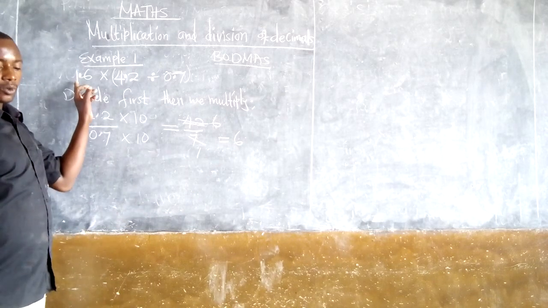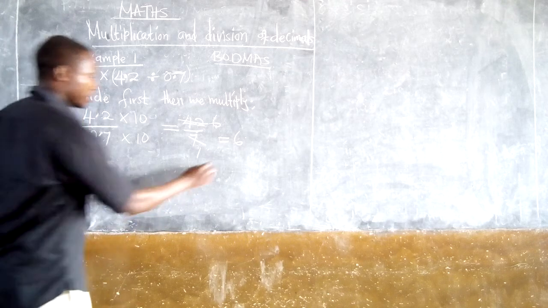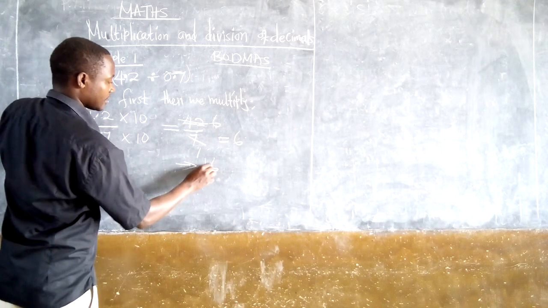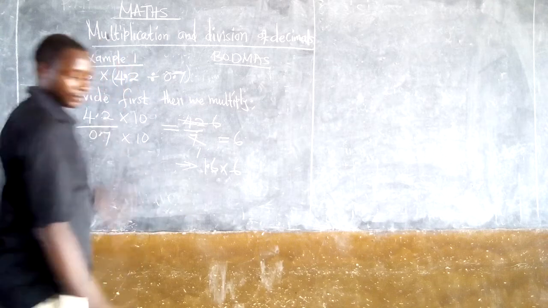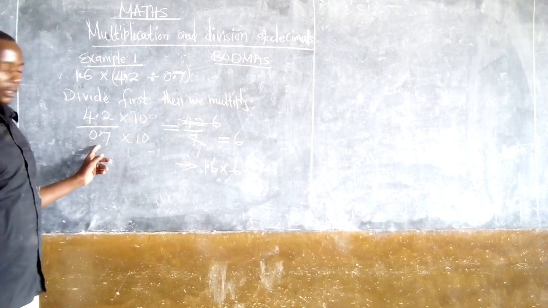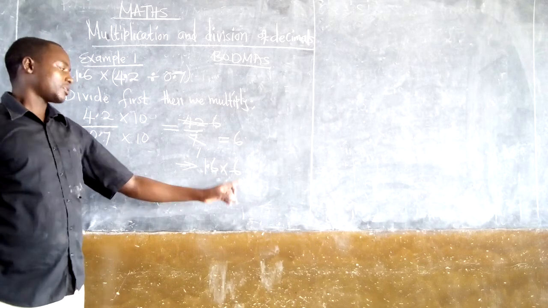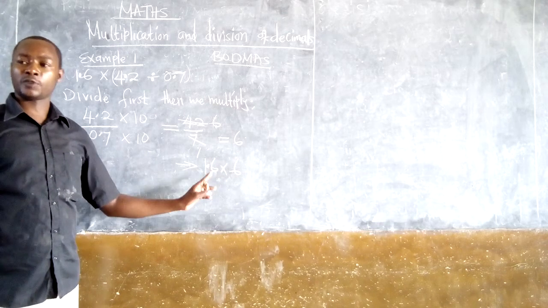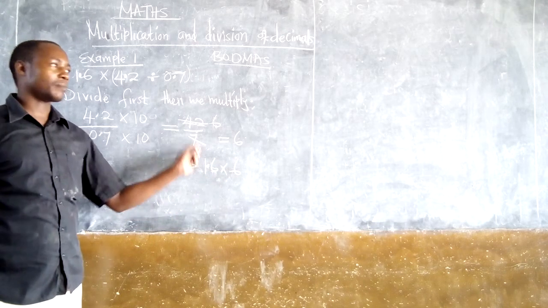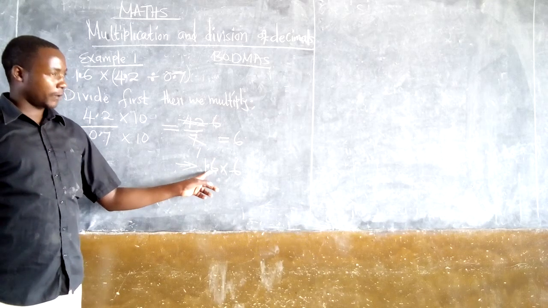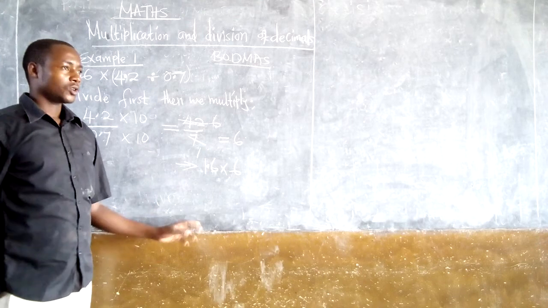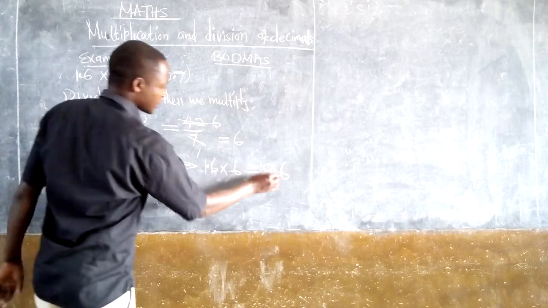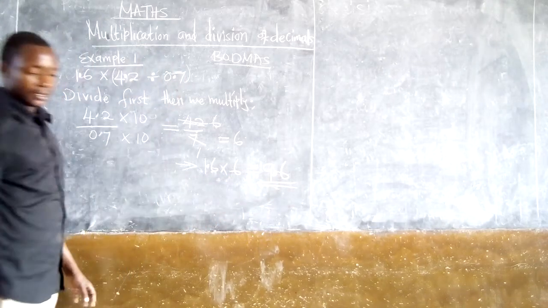Then from there we multiply now. We take 1.6 times 6. So you ask yourself, what is 16 times 6? You first forget the decimal. When you are multiplying, forget the decimal first, then you put the decimal after multiplying. 16 times 6 gives you 96. Then we have how many decimals? 1. So we put a decimal there, and our answer will be 9.6.